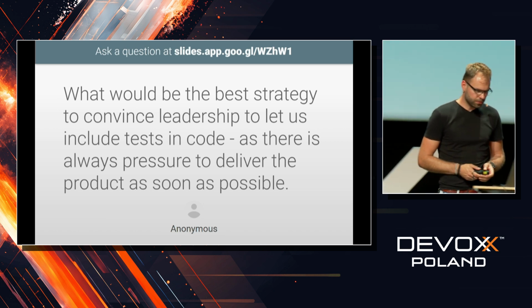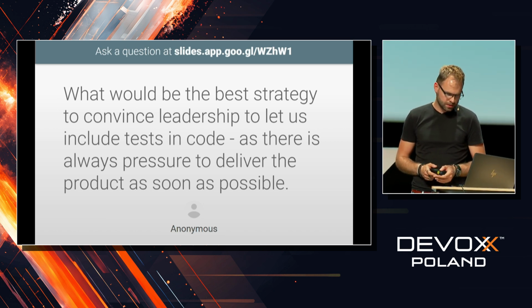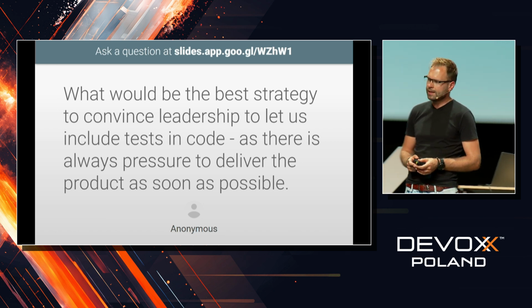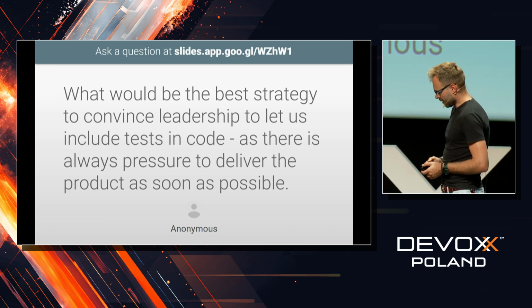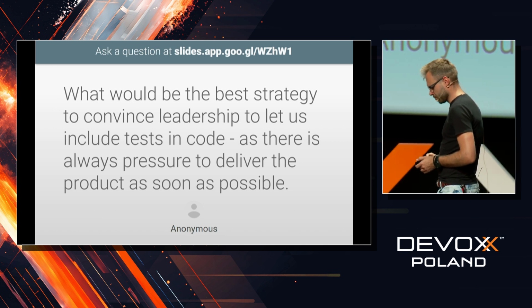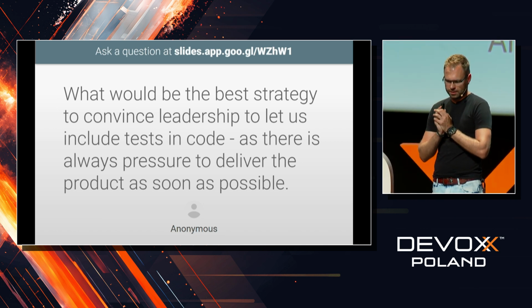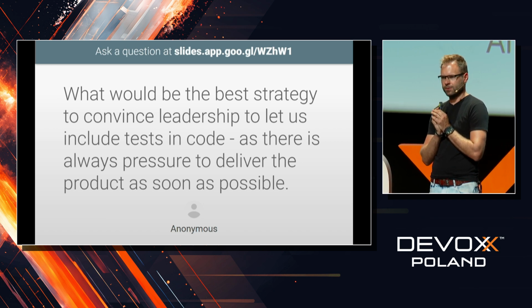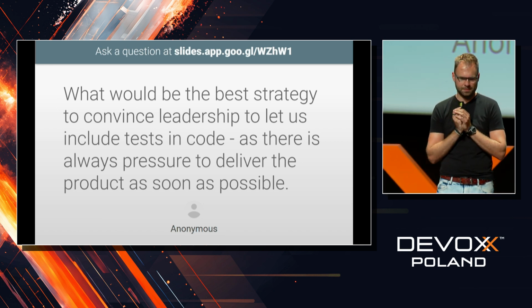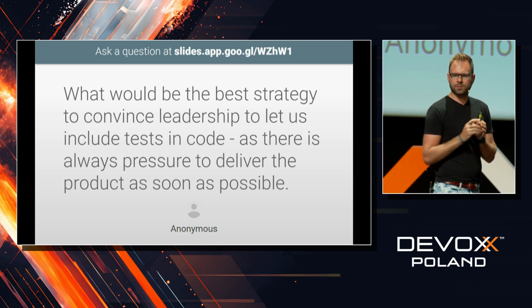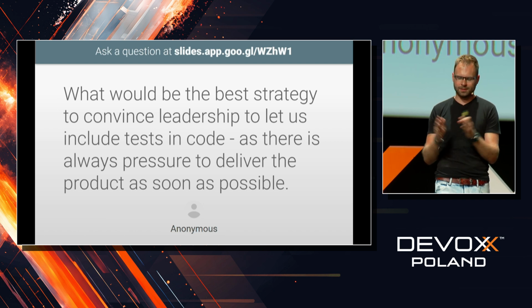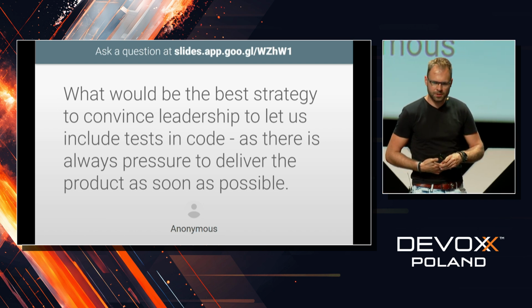What is the best strategy to convince leadership to let us include testing code? There is a pressure, yeah. And I think that we deserved it, because if we are saying that building this feature will take me 2 days, and with tests 4 days, yeah, no comment, right? Building this feature will take me 4 days. That's it. So I wouldn't be convincing anyone.